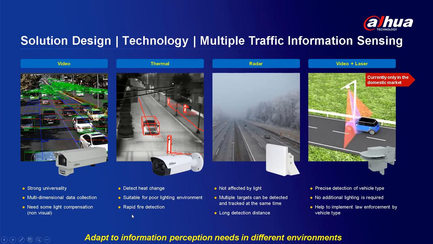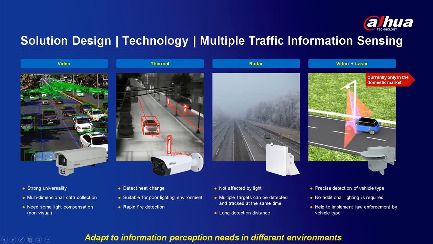We also have rapid fire detection. So for fire detection, the incidences of fire, the thermal camera can send us a trigger or warning alarm that there is fire so that we respond to it. Then we have radar, which is not affected by light. So this is just a detector which can detect multiple targets and track them. Also, the detection distance is long.